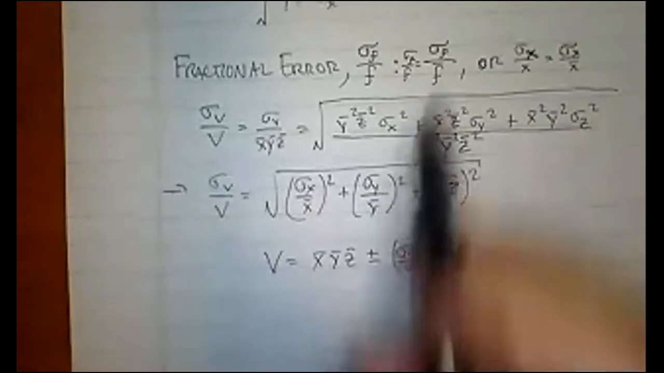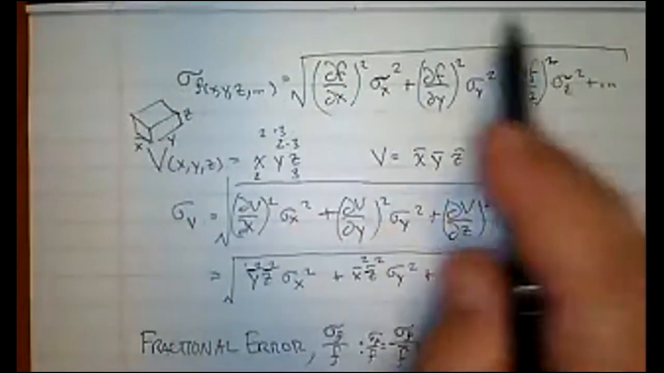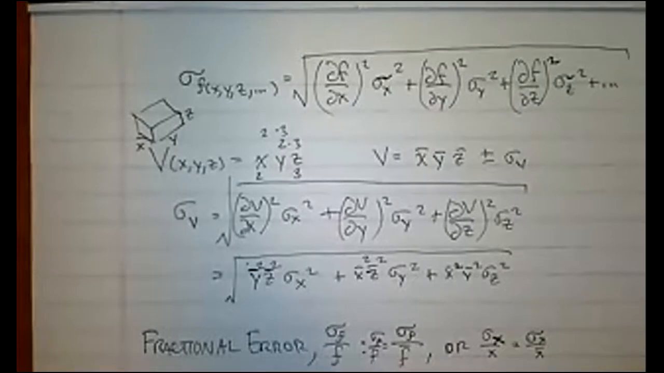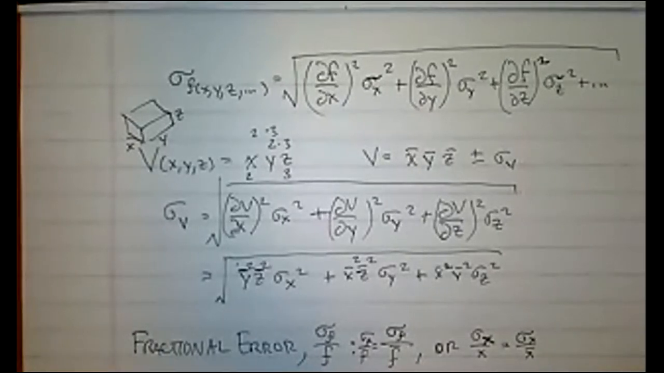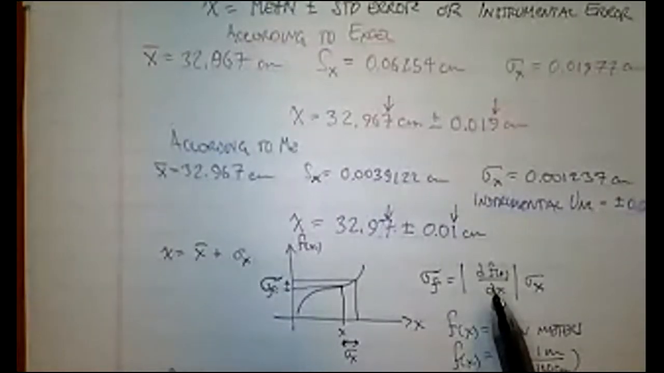So this is the generic formula for error propagation. That's the one you're going to use repeatedly, unless, like I said, it's a function of one variable, like this was, then you use that one.